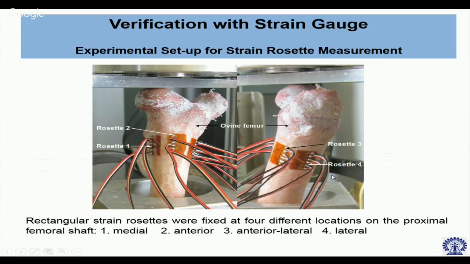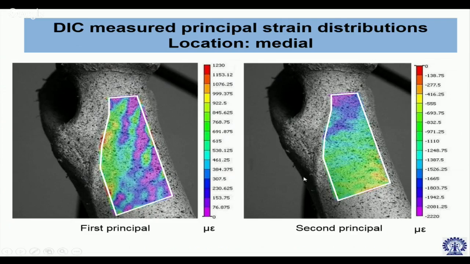Now, this is the ovine bone specimen that we had actually measured. You can see we had first conducted a DIC experiment, then tried to erase the paint with acetone and then put strain rosettes again to validate the DIC measurements.